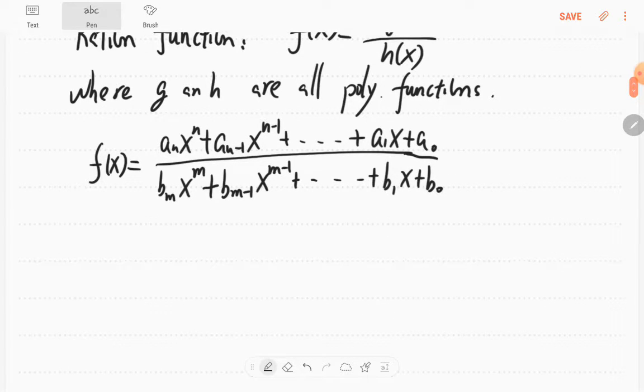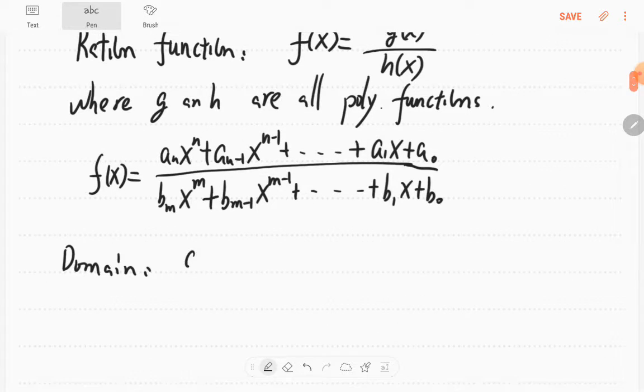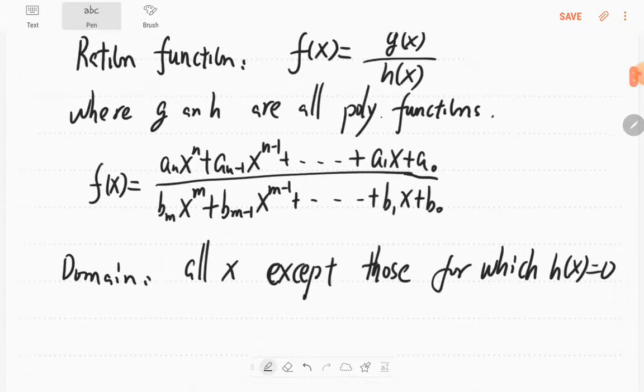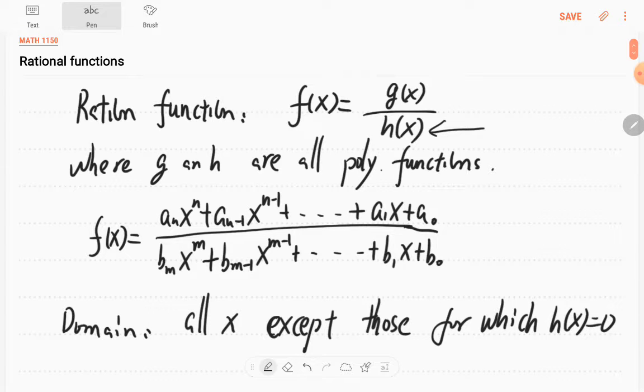So obviously, the domain for the rational function would be all x except, because we have the denominator, right? Except those for which h of x equals 0. h is the denominator, right?